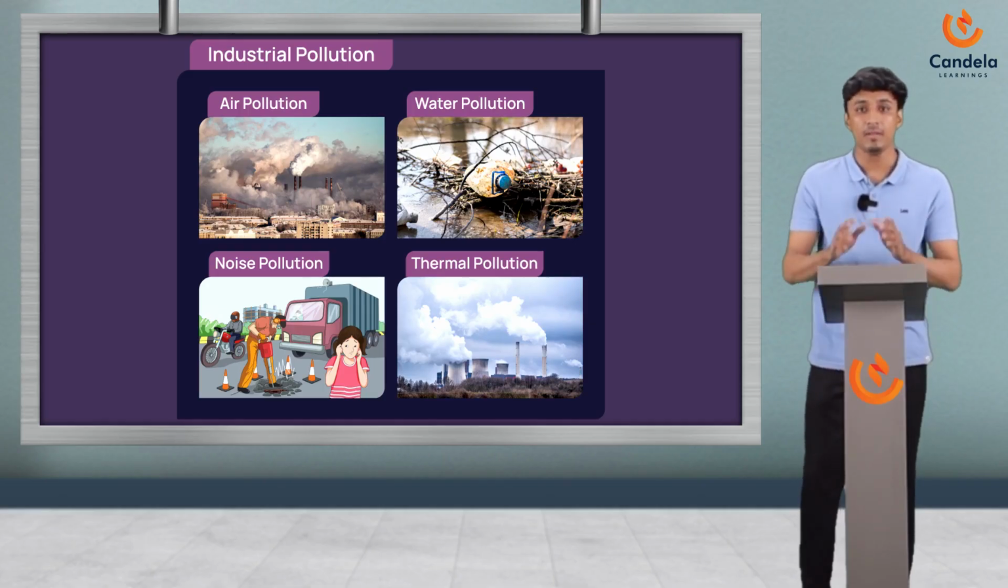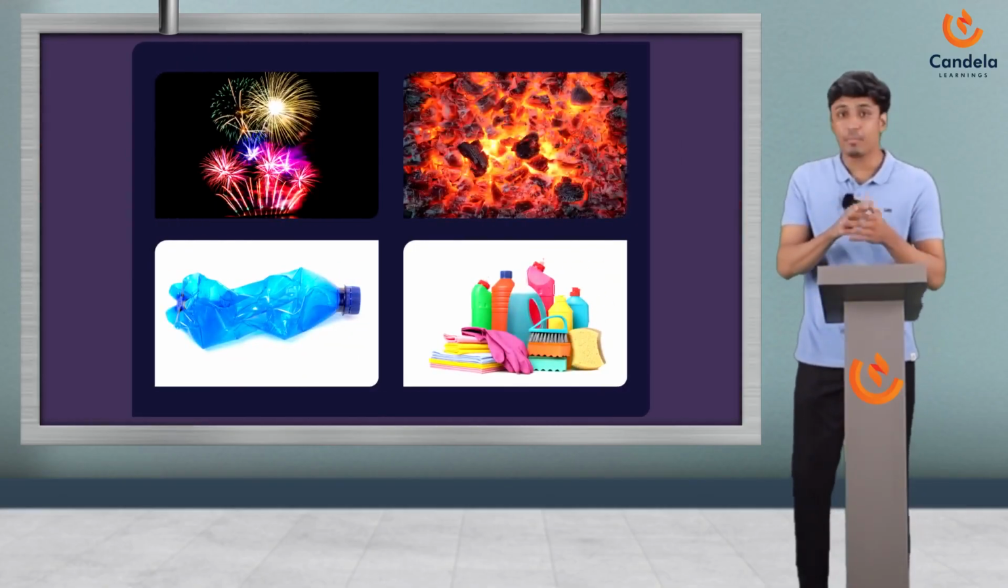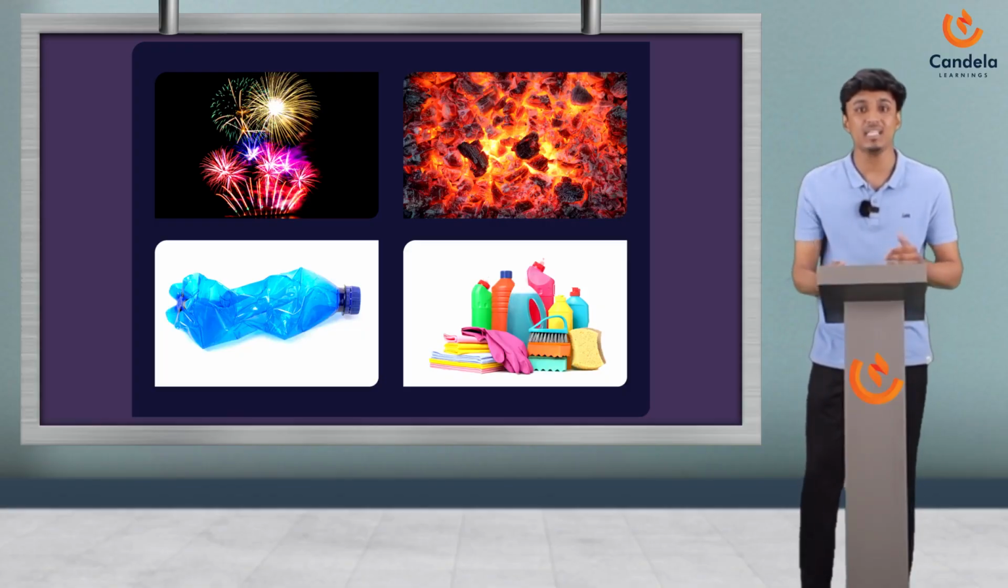Okay. Now I'll give you an activity to do. Here you can see some pictures. What you need to do is determine what pollution these things can generate. See here, one object can cause multiple pollution. So it's okay, you can write them both.